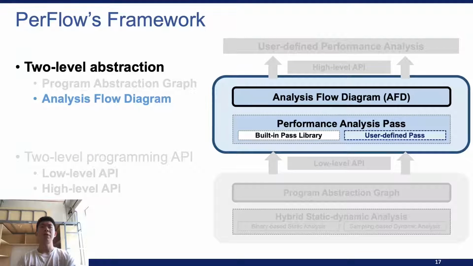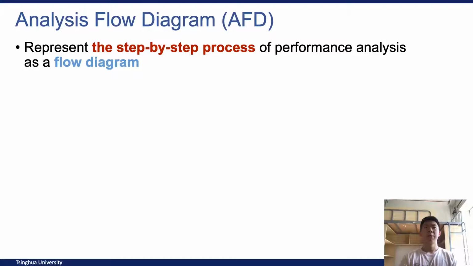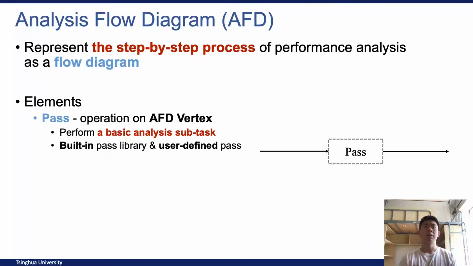Then we introduce the definition of AFD. We represent the step-by-step process of performance analysis as a flow diagram. There are two elements in AFD. First, pass is the operation on an AFD vertex. It performs a basic analysis subtask.